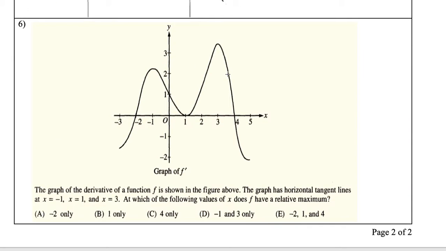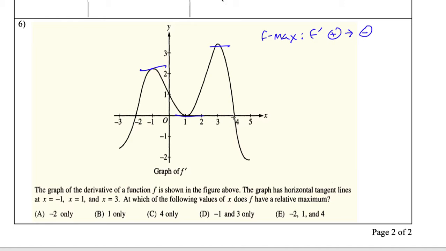And number 6, we have this graph shown above, horizontal tangents here, here, and here. At which of the following do I have a relative maximum? So this is a graph of f prime. So give me the definition of f max. Shout it out. F prime goes from positive to a negative. This is a graph of f prime. So what is f prime on a graph of f prime? Height. So I need the height to go from a positive to a negative.